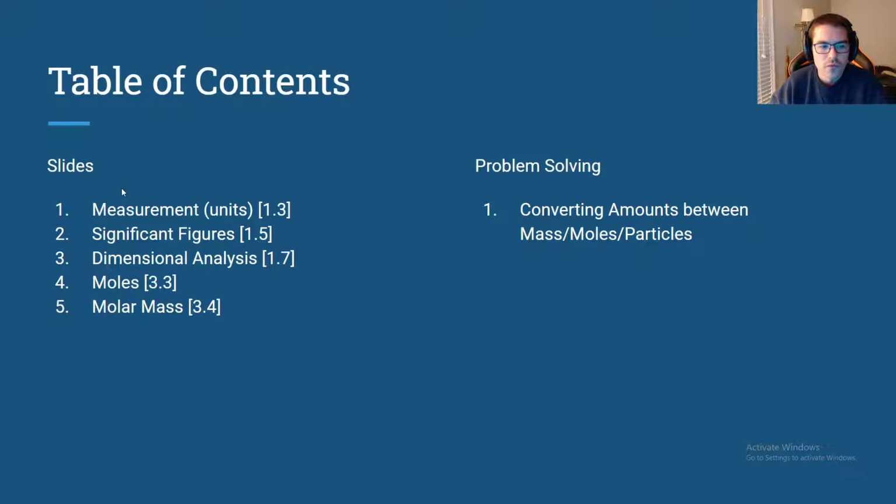All right. Table of contents. So we're going to go through some slides over these 5 things: measurement, significant figures, dimensional analysis, moles, and molar mass. These numbers in brackets are the textbook sections that go along with these slides. And almost always, whenever I have slides, there's going to be a section of your textbook that goes along with that. So this is like Chapter 1, Section 3, Chapter 1, Section 5, etc.